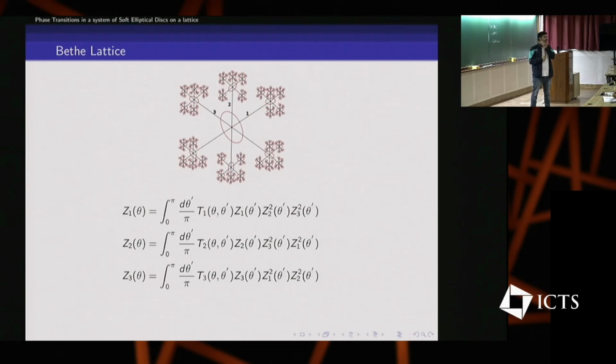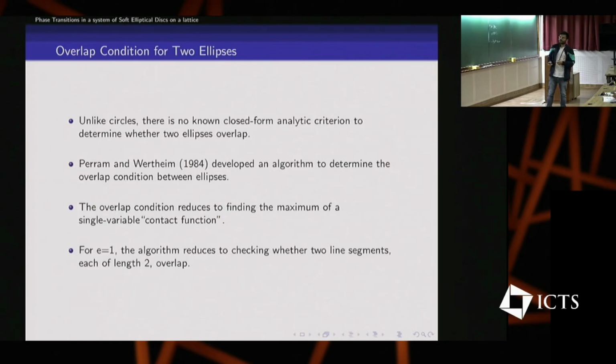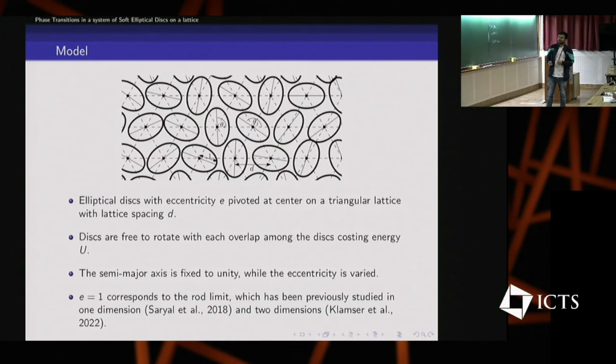Why are you calling it a soft elliptical disk? Are you likening the deformation potential to the deformation of the ellipses themselves? No, it's a very simple model. If they overlap, you put this energy cost U, and it doesn't depend upon the extent of overlap. My question is, you're penalizing if two ellipses are overlapping, but is that penalizing leading to deformation of the ellipses themselves? No, nothing. Okay, all right.